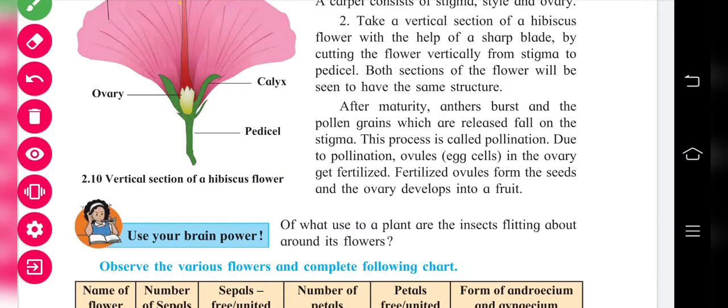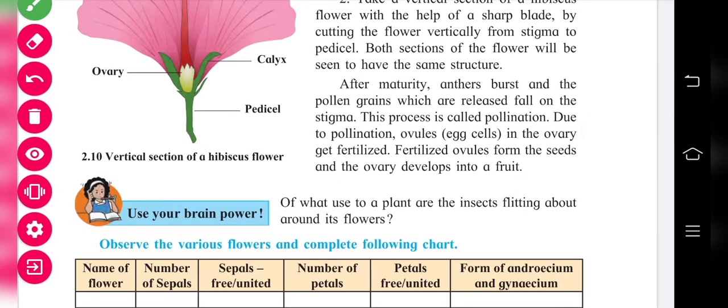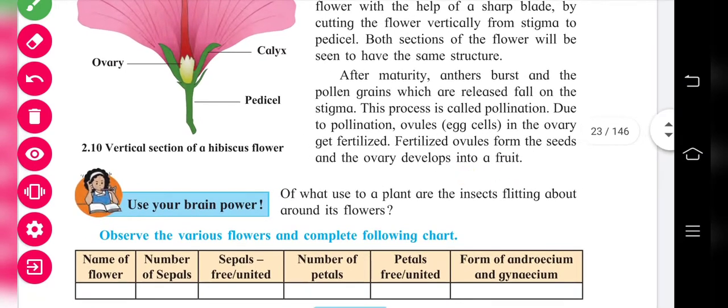So pollination is when the anther bursts, and with the help of air or whatever, the pollen grains are released and fall on the stigma. This process is called pollination. Due to pollination, the egg cells in the ovary get fertilized. What will happen due to pollination? Due to pollination, the ovules in the ovary get fertilized, and fertilized ovules form the seeds, and the ovary develops into the fruit.